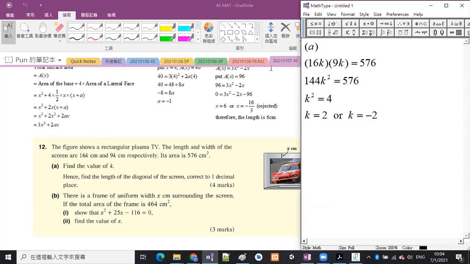But the length and width cannot be negative. So this one should be rejected, okay? So the only value of k should be equal to 2.